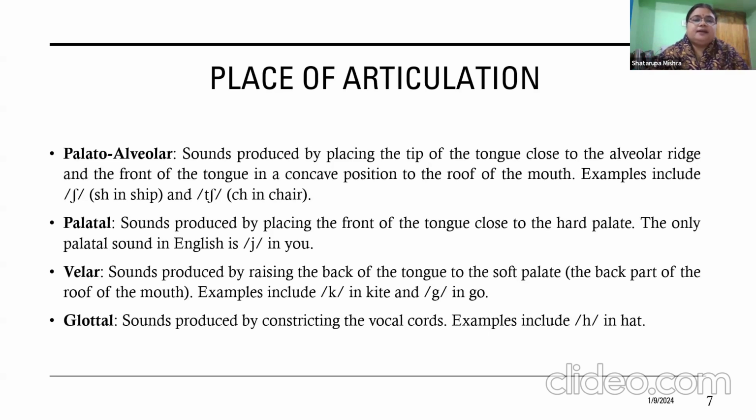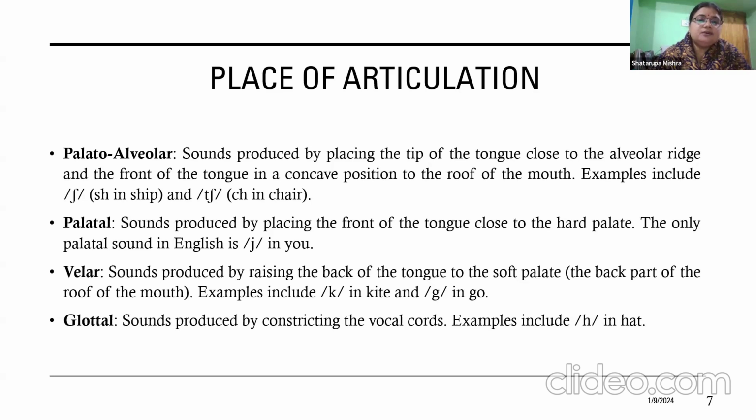Examples include k in kite and g in go. These are sounds produced by raising the back of the tongue to the soft palate or velum, and hence these sounds are called velar sounds. Then we have glottal sounds, sounds which are produced by constricting the vocal cords.